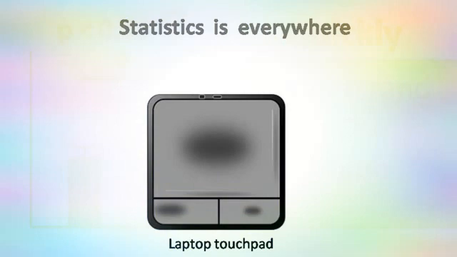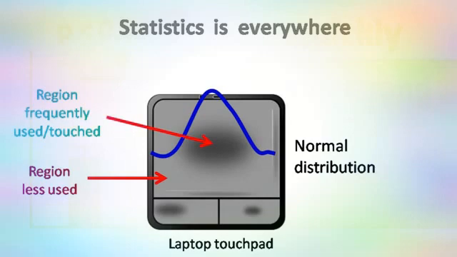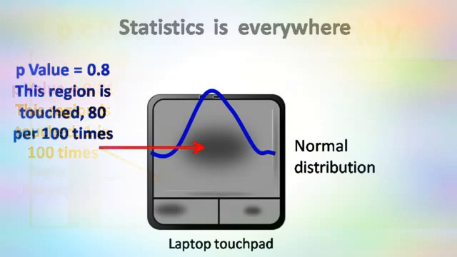If you see this touchpad carefully, what you see is a normal bell-shaped curve. Let's say the p-value in this region is 0.01. This means I touch over here 1 in 100 times. Let's say the p-value in this region is 0.8. This means 80 out of 100 times I'm going to touch in this region.